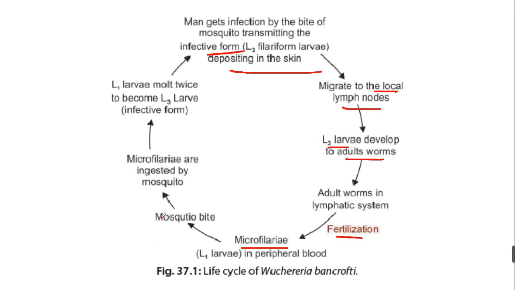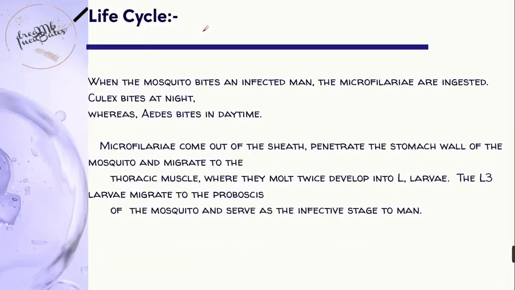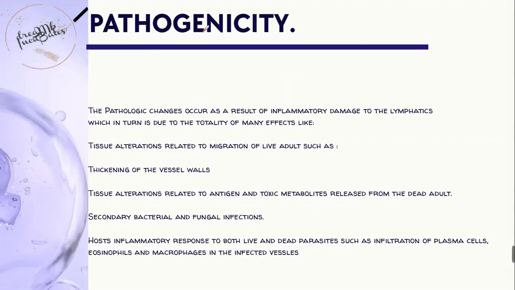Now, the mosquito cycle begins here. What happens? These microfilariae are ingested by the mosquito, wherein they get converted into the L3 or infective form by molting twice from L1 larvae, which again infects a healthy host, and the cycle continues. That is what is being explained in this slide.